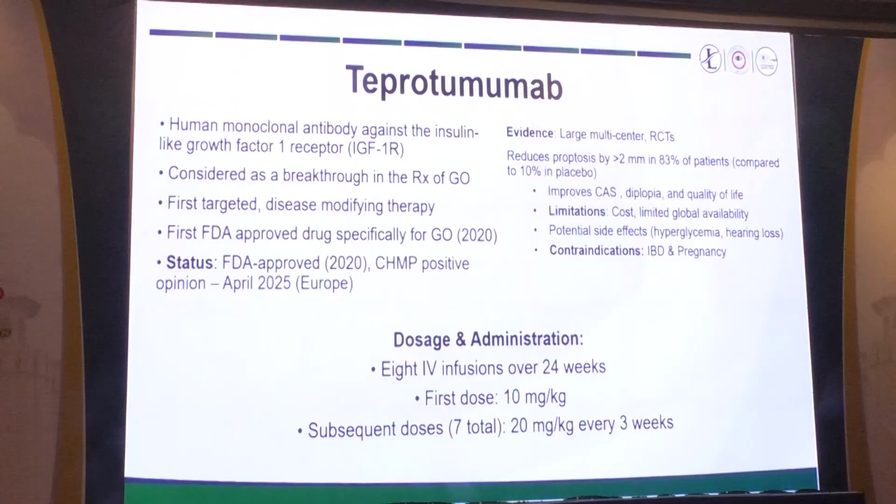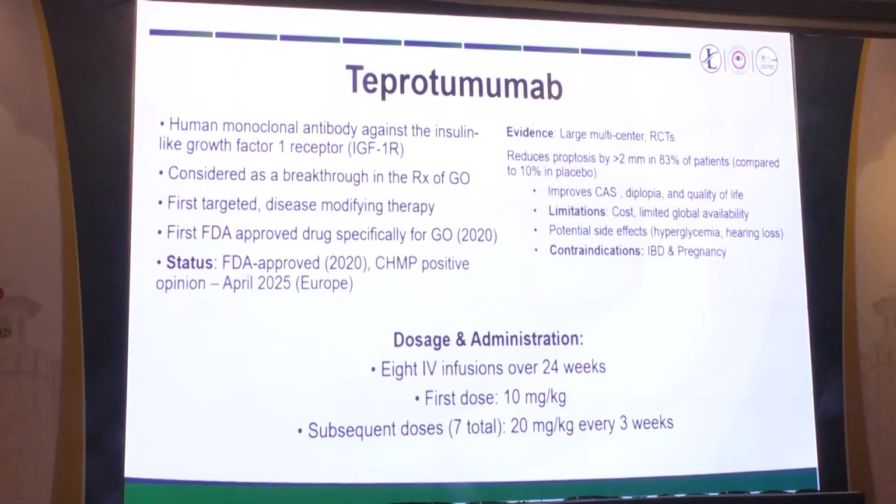It's a human monoclonal antibody against the insulin-like growth factor 1 receptor, considered a breakthrough in the treatment of Graves'. First targeted disease-modifying therapy, first approved by the FDA in 2020. The evidence is from large multi-center RCTs, which present as proponent evidence for the use of this medication. It reduces proptosis by more than 2 millimeters in 83% of the patients, and improves clinical score, diplopia, and quality of life. Limitations, however: cost and limited global availability, the story of our life, and potential side effects. Contraindications: inflammatory bowel disease and pregnancy.